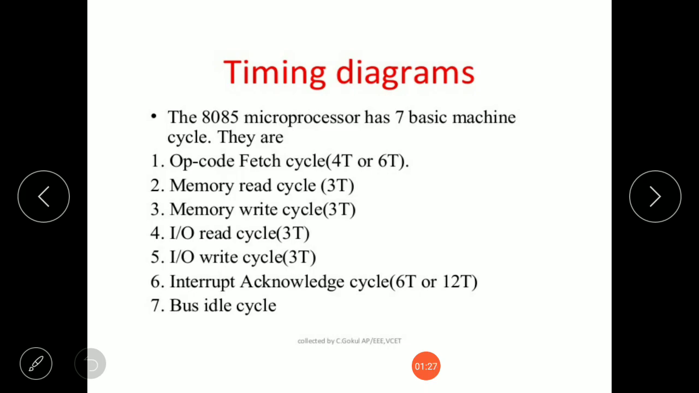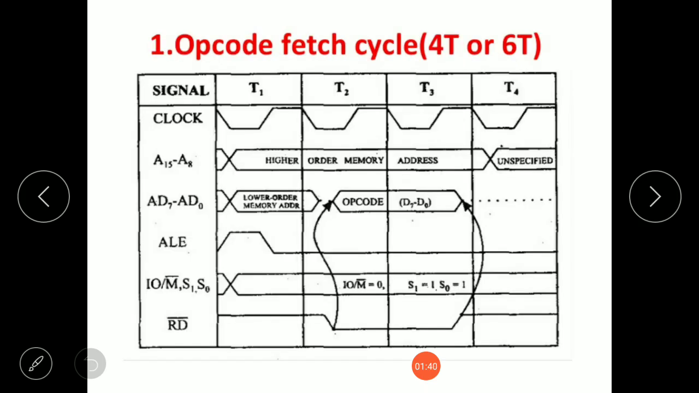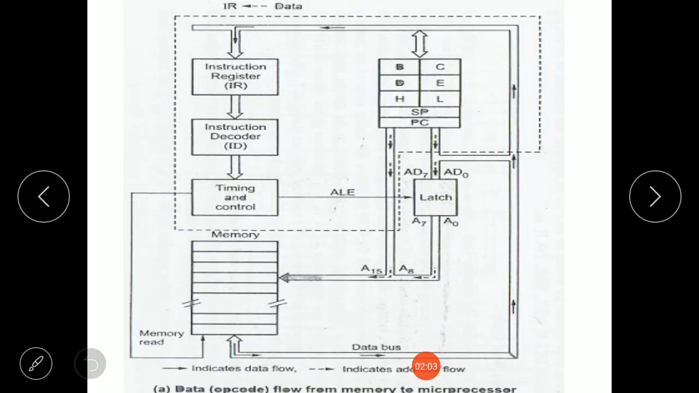So we're going to see the timing diagram for all these machine cycles. Let's start with the opcode fetch machine cycle. This is the timing diagram for the opcode fetch machine cycle. These are the necessary steps that the 8085 microprocessor carries out for fetching the opcode from the memory. Now let's see how the microprocessor fetches the opcode from the memory.